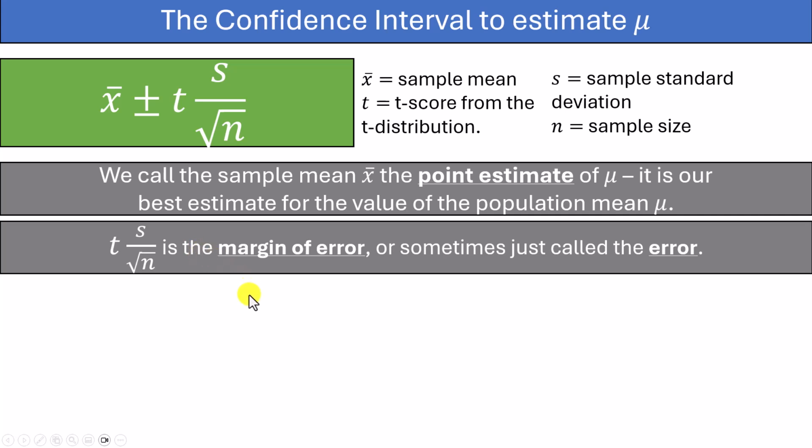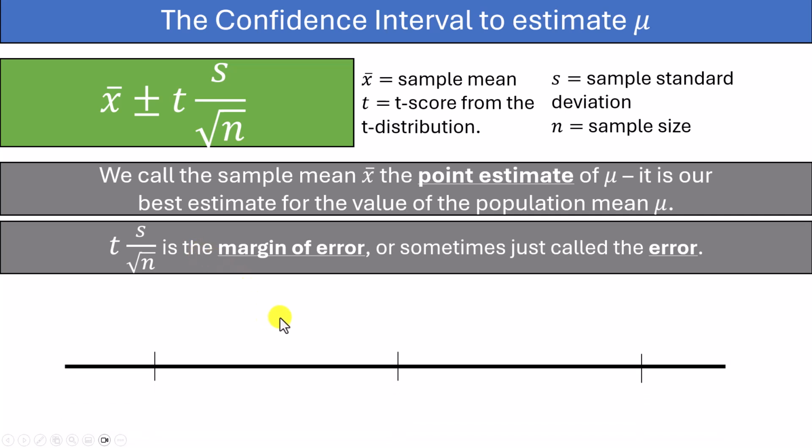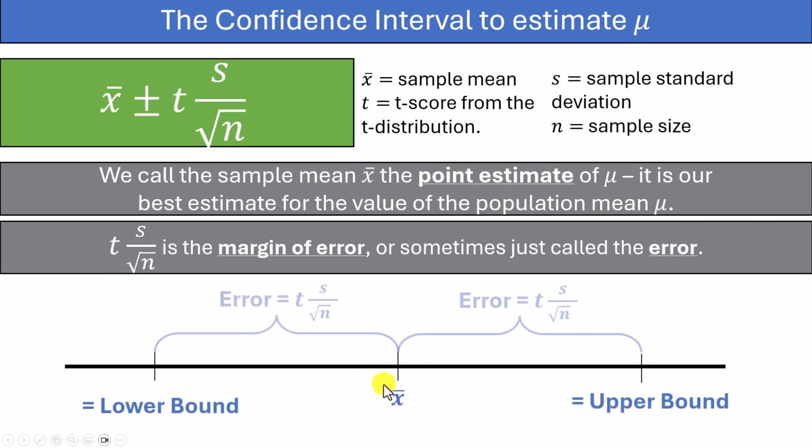The easiest way to visualize the confidence interval is with a number line. The sample mean of x bar will go right down the middle, and then we'll have our lower and upper bounds somewhere to the left and to the right of our point estimate of x bar. The distance between x bar and either the lower and upper bound is the margin of error, which is t times s over the square root of n.